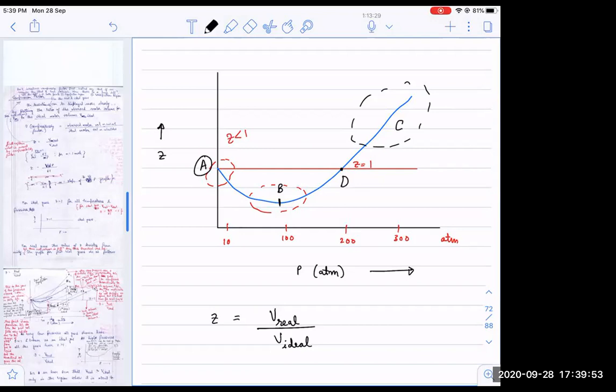So, at low pressure, the volume of the real gas becomes very large. So the numerator will become more and Z will be greater than 1. Yes, you are trying to say that.